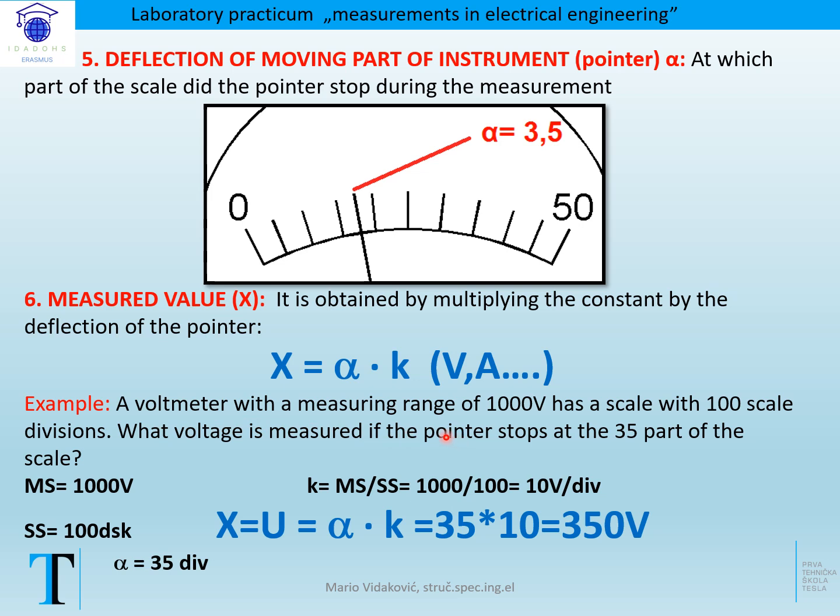This is an example. A voltmeter with a measuring range of 1000 volts has a scale with 100 scale divisions. What voltage is measured if the pointer stops at the 35th part of the scale? The constant is MS divided by SS. 1000 divided by 100 is 10 volts per part of the scale. It's the value of 1 dash. U equals alpha multiplied by K. 35 multiplied by 10 is 350 volts. That is the result.